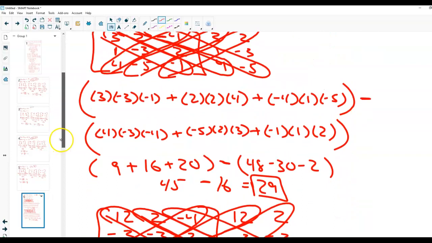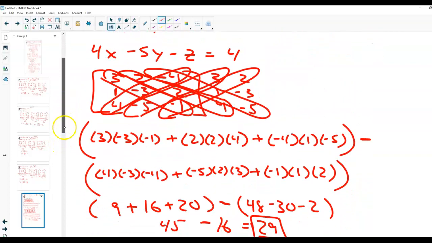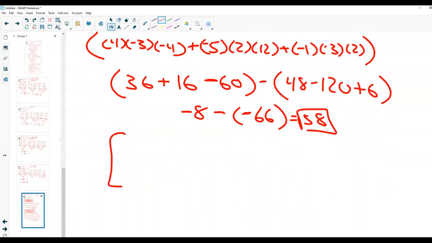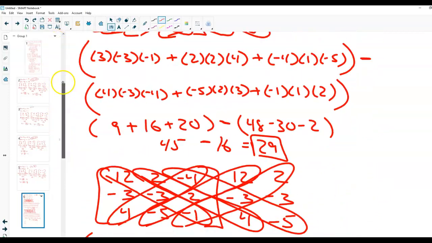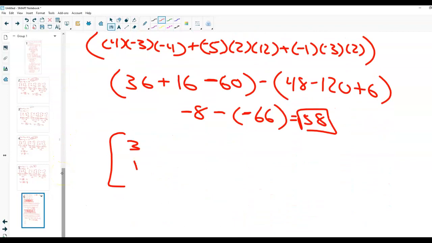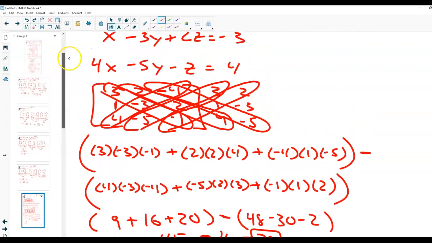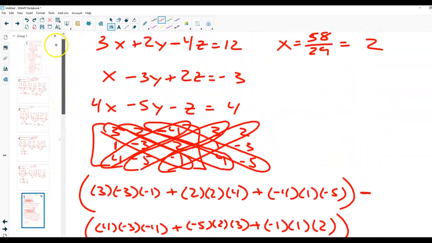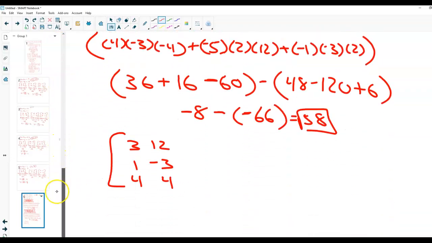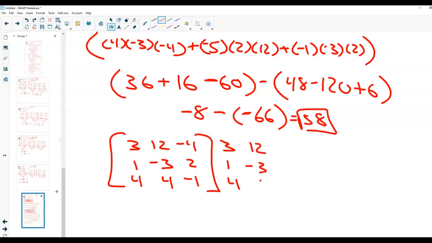Now I need to get my y column. So I replace the y coefficient, 12, -3, 4. The x coefficients stay the same, the x coefficients 3, 1, 4. The y coefficients get replaced with 12, -3, 4. And then -4, 2, -1. 3, 1, 4. 12, negative 3, 4.